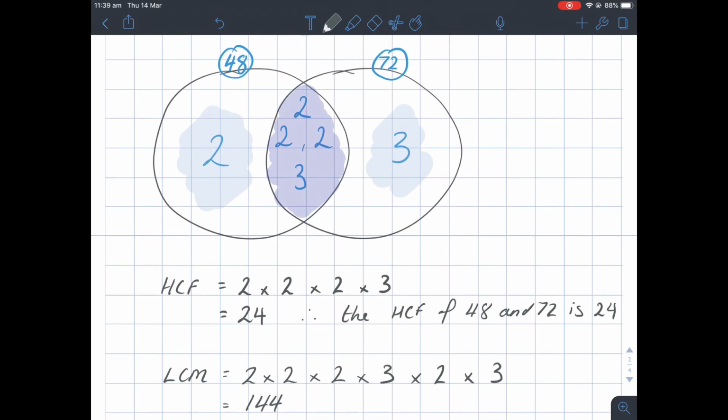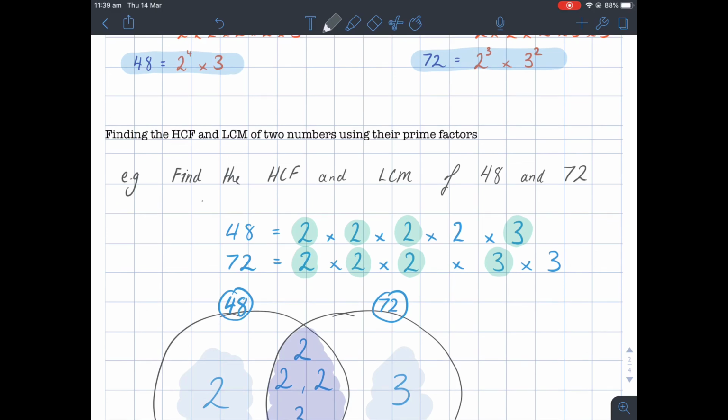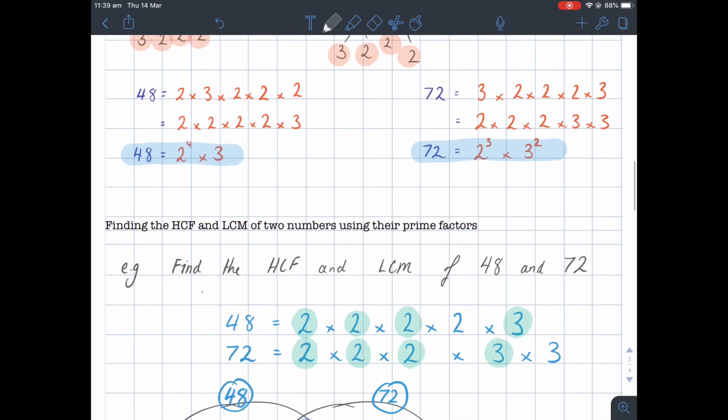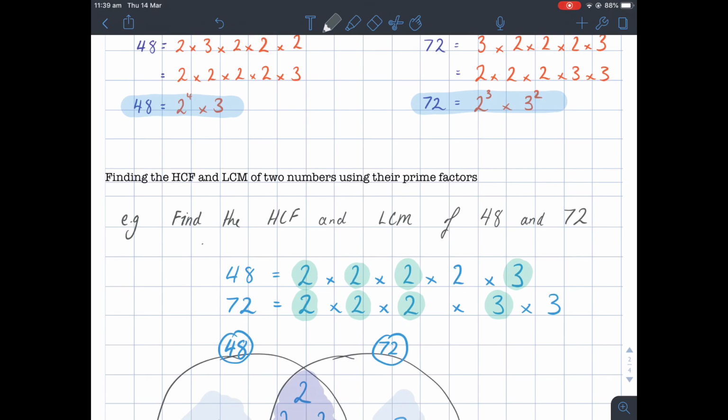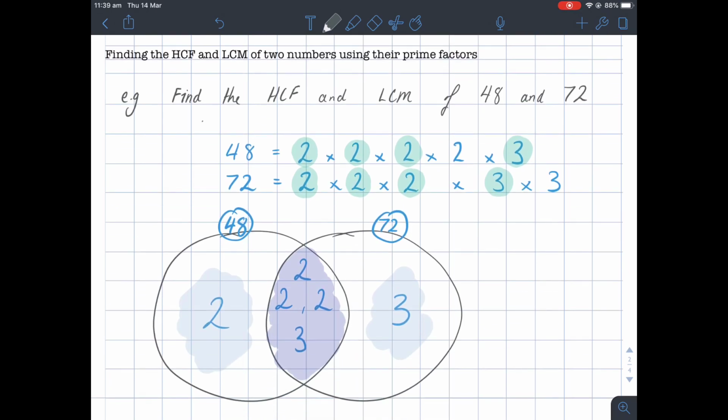So what I would like you to do now is write this down as a worked example. I would like you to start from this point here. You don't need to write out all the prime factor trees because you've already done that part. And I would like you to write out a worked example with details of how you go through each of these stages. If there's anything you're unsure of, make sure that you ask questions.